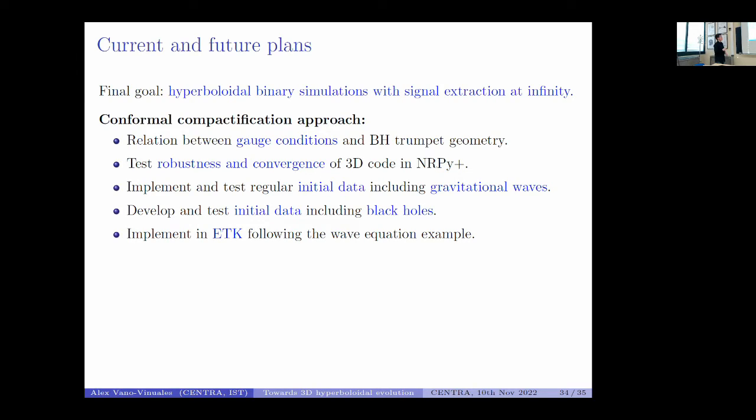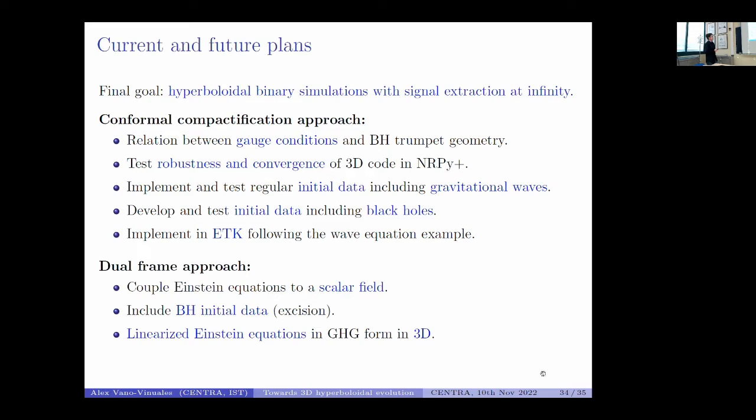And then I will consider including black holes as well. So first one black hole, then a third, and at some point put a binary in. There's some work in the past that has been done, so everything has to be put together. And once all that is done, then following the example of the wave equation, use that in the Einstein Toolkit, which is a much more widely used and powerful numerical infrastructure.